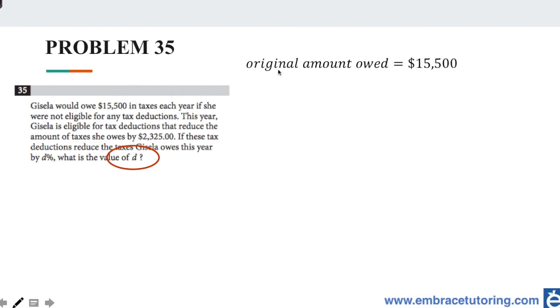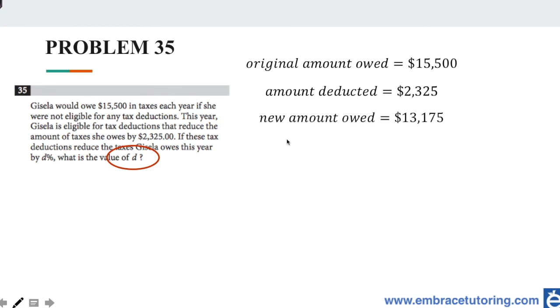We know that the current amount owed, or the original amount owed, was $15,500. She then was able to deduct even more from this, which is $2,325. So that means that the new amount owed, if you take the difference between these things, is going to be $13,175. The reason why I'm specifying these things is because this is a standard percent difference kind of question.